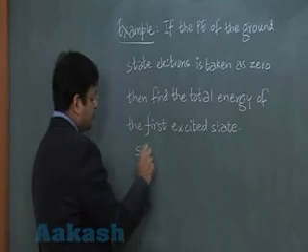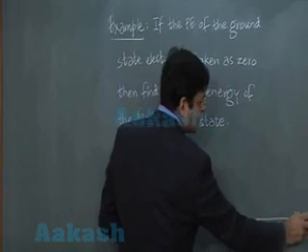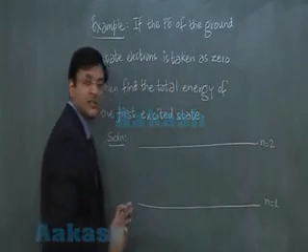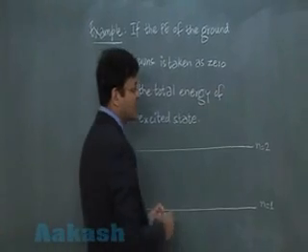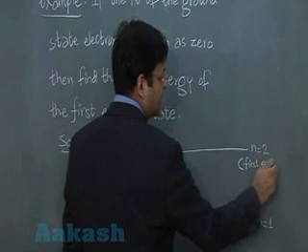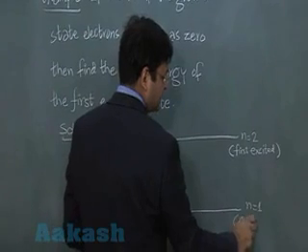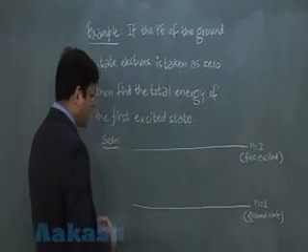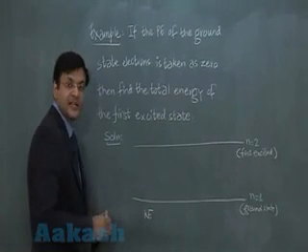Now see, if you consider the situation, say this is n is equal to 1 and first excited state means n is equal to 2 you are having, isn't it? Ground state means n is equal to 1. This is first excited state, this is ground state. If you talk about the kinetic energy at this place, then you see negative of kinetic energy is the total energy.